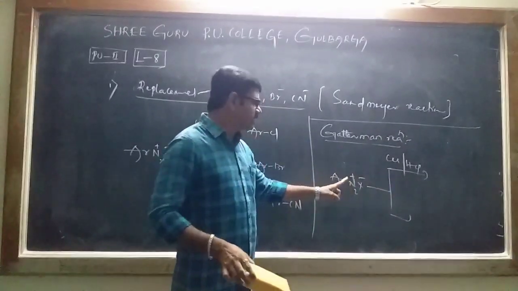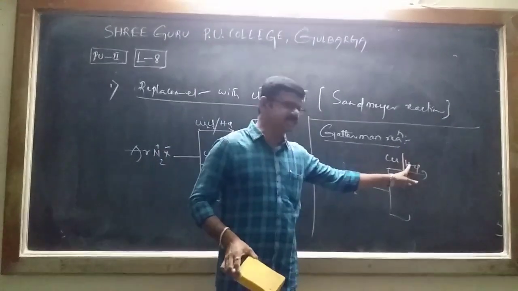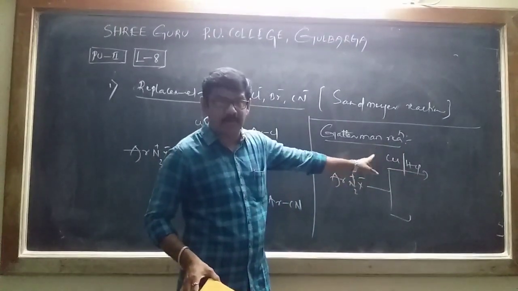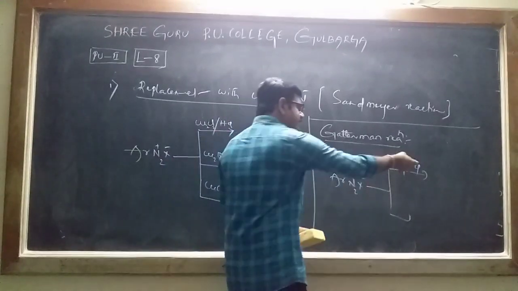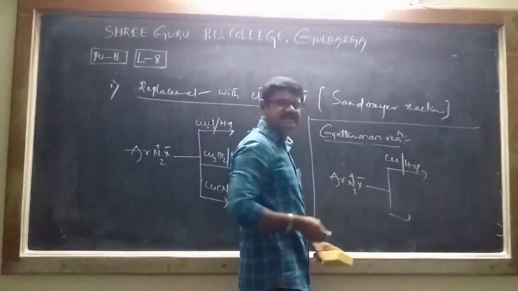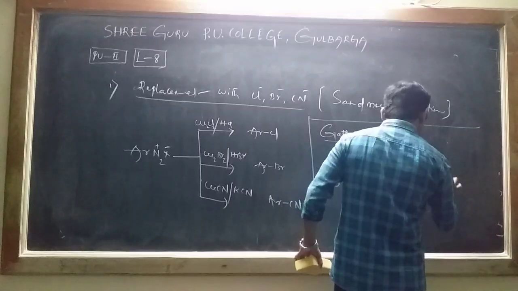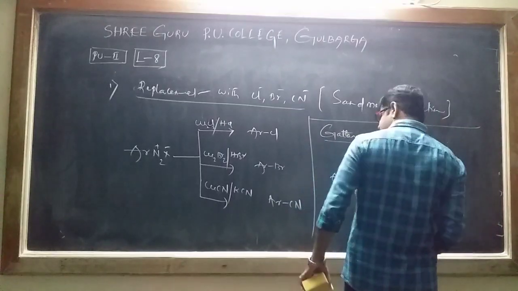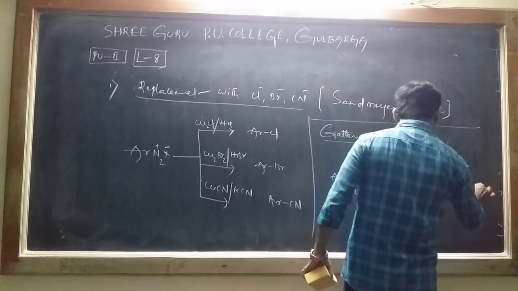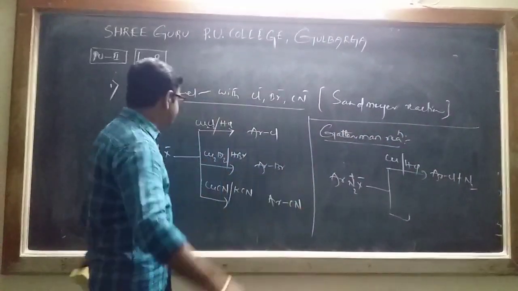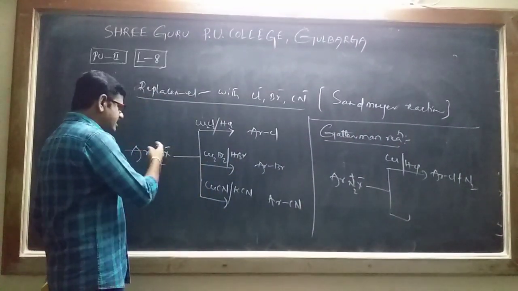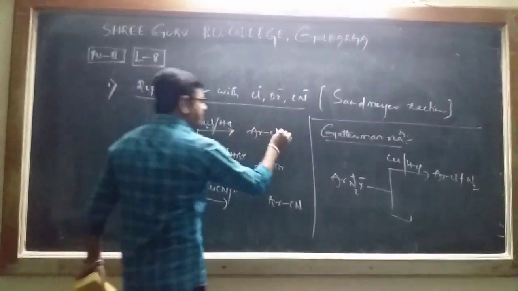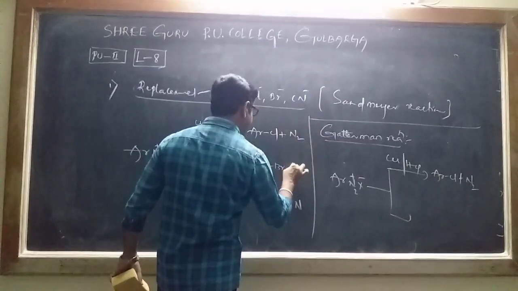I'll repeat, the diazonium salt reacts with HCl in the presence of copper metal. Then Cl comes and replaces the diazo group, and you will get ArCl plus byproducts, of course N2. Sorry, here also we can write a byproduct: nitrogen gas escaping in all three cases.